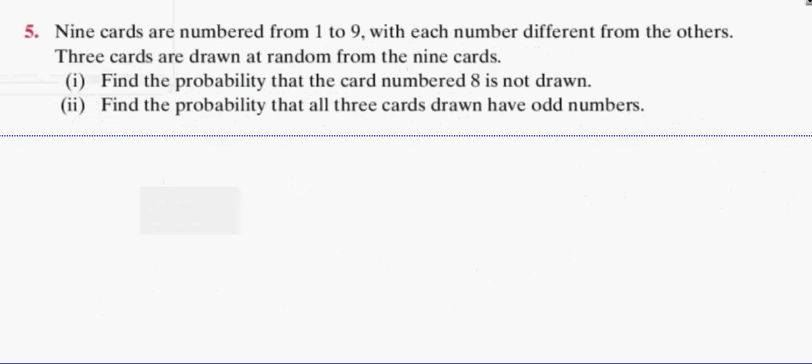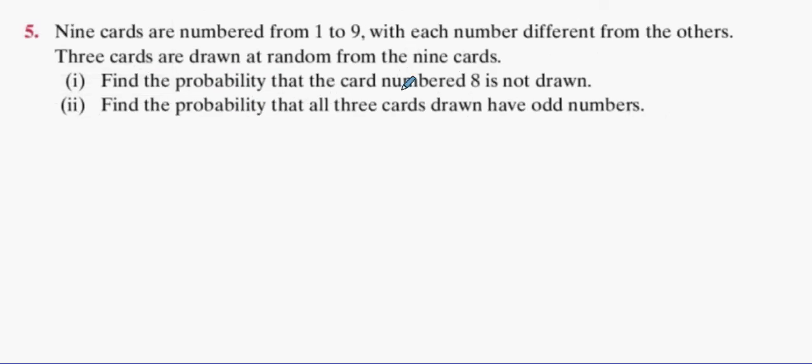Alright lads, you have 9 cards, okay? So you need the probability, alright? So the fact that you need the probability, you need to know how many combinations are possible. 9 choose 3 is 84. There's 84 possible combinations, okay?